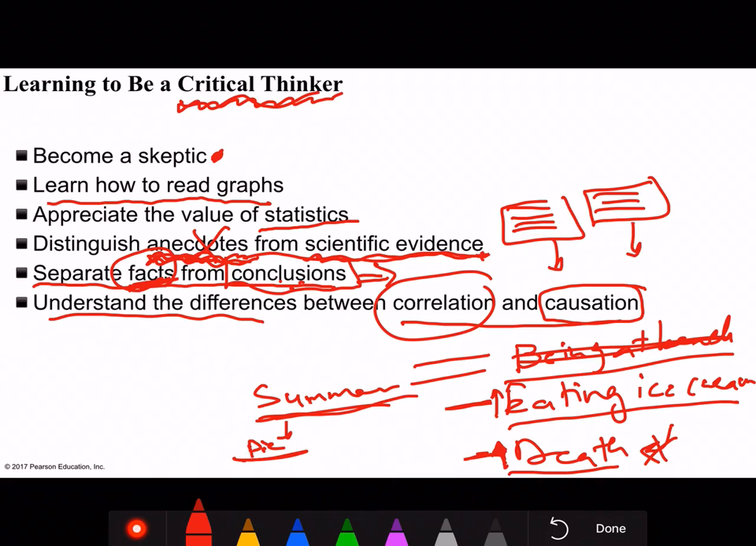That is the causation. This is the causation, that maybe summer is causing more deaths, or increasing the death rate. But between eating ice cream and death, that is just a correlation. It does not explain it. So thinking like this about any bit of evidence, any bit of information you are reading, would help you to become a critical thinker and to distinguish between scientific facts and just stories told over the internet.